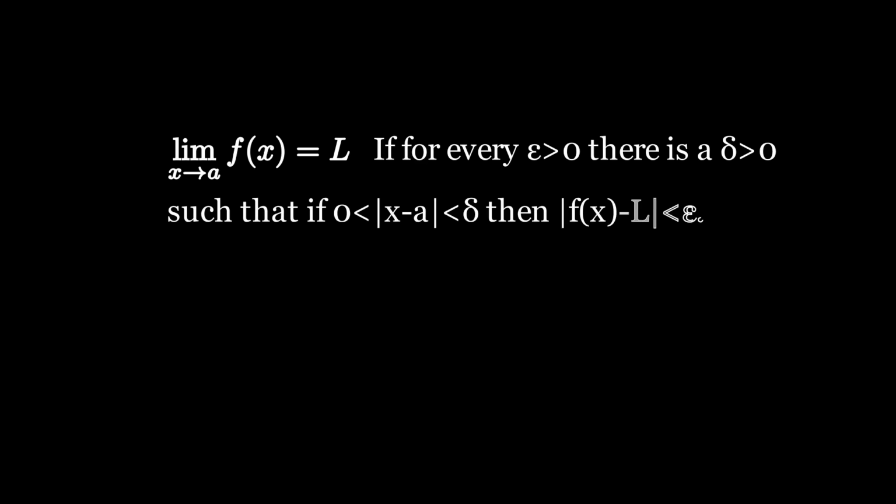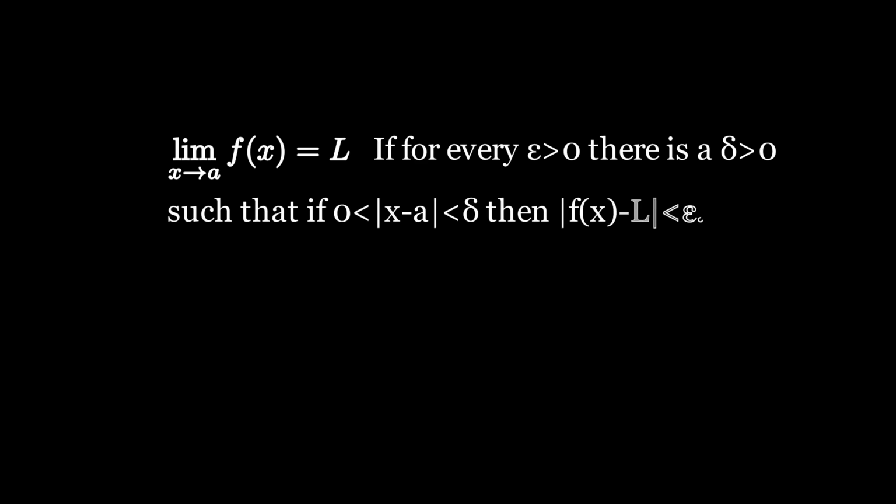The limit as x approaches a of f of x equals L if for every epsilon greater than 0, there is a delta greater than 0, such that if 0 is less than the absolute value of x minus a is less than delta, then the absolute value of f of x minus L is less than epsilon.